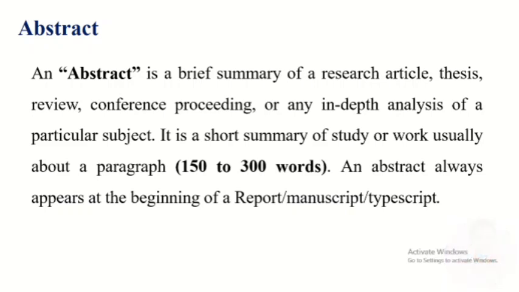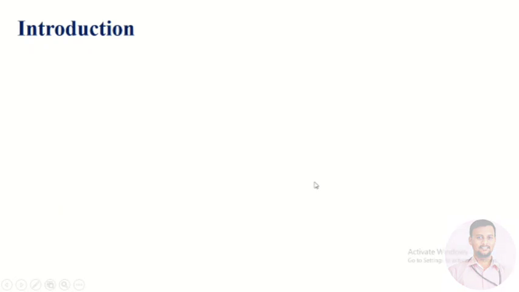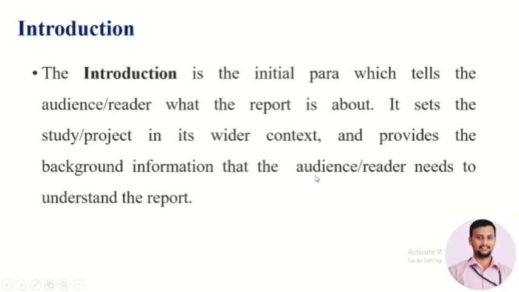And generally, the abstract will contain 150 to 300 words. The standards will be given based on your college formats, but generally 150 to 300 words are prepared for your abstract. Okay, the next is the introduction section. So what should be there in your introduction section? The introduction is an initial paragraph which tells the audience or a reader about your report. What is there in your study, what is the principle behind it, and how it has evolved. All those things have to be presented in your introduction section.